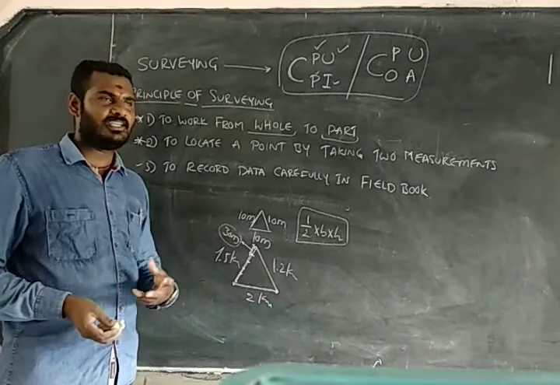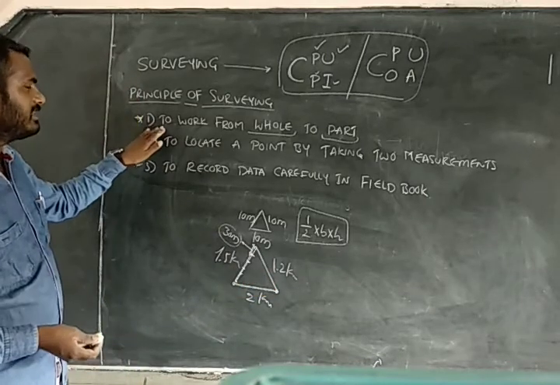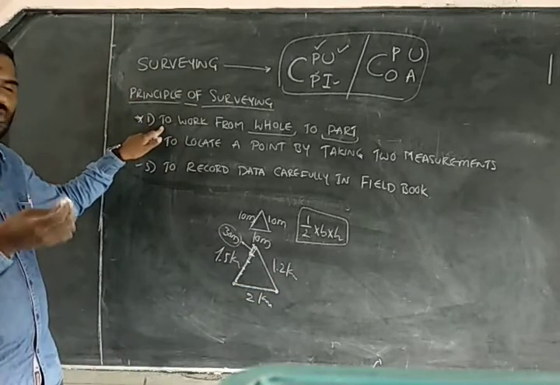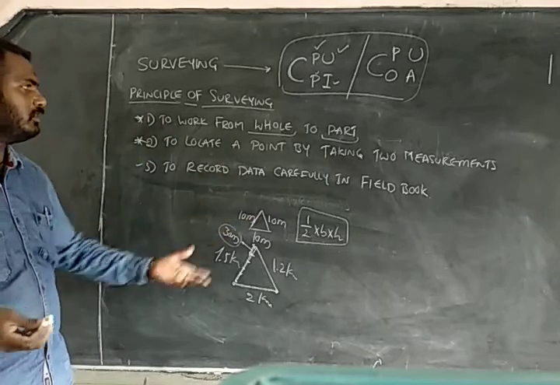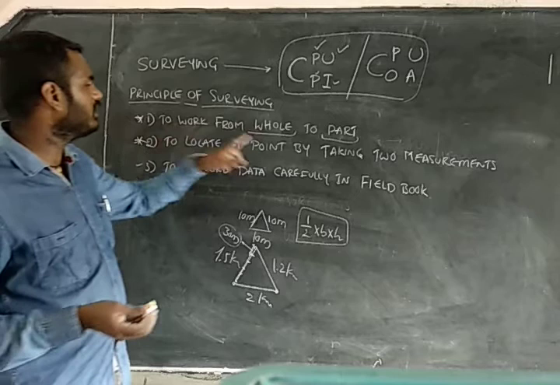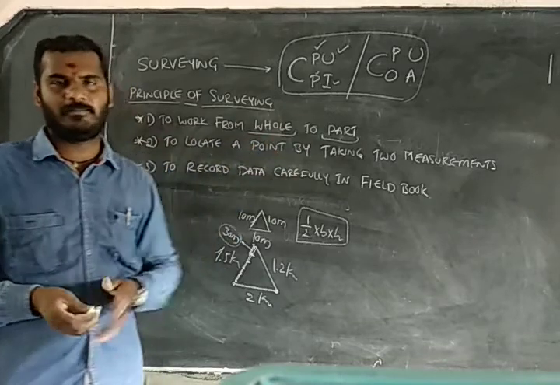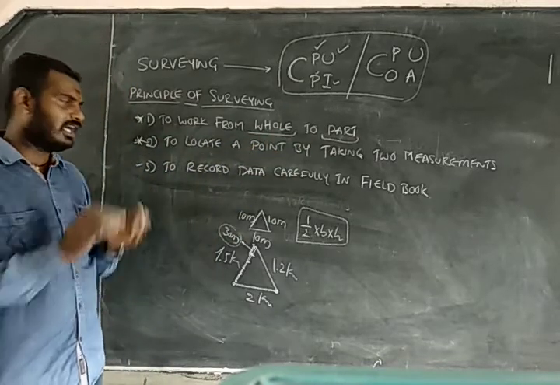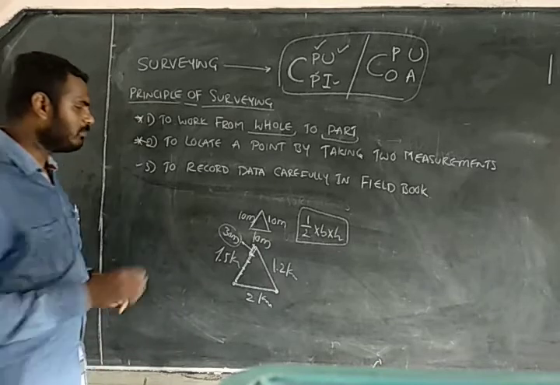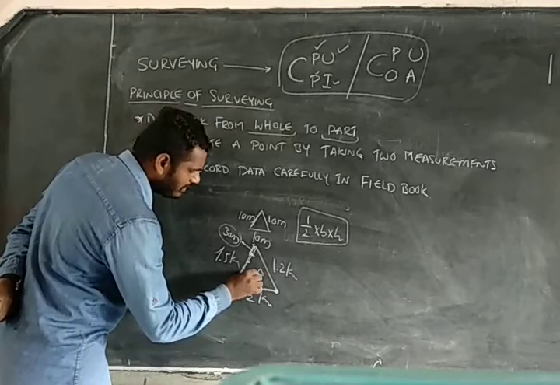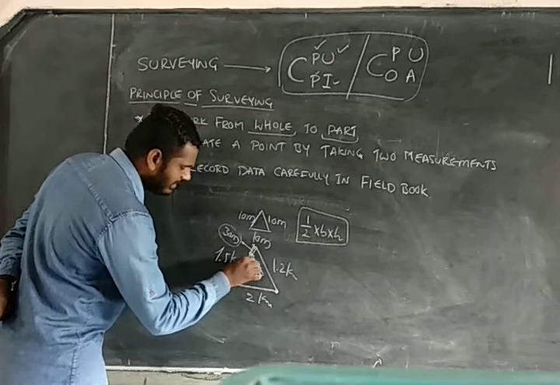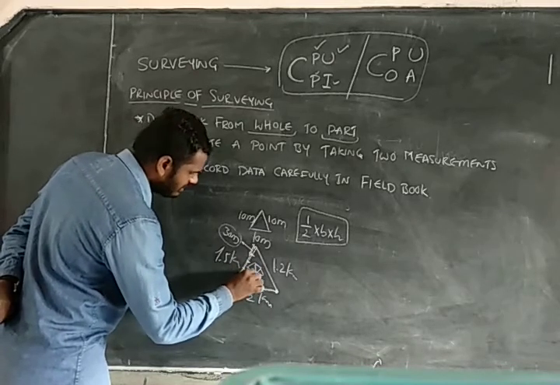So for that case, these particular principles say that if you want to calculate an area of a particular triangular portion, you always need to go from whole to part, not from part to whole. Suppose you have started at the central point somewhere, and now you are dividing the total area into a number of triangles, as I told you, triangulation just now.